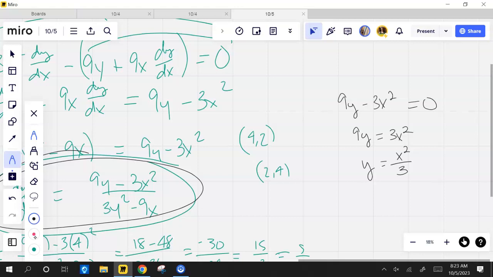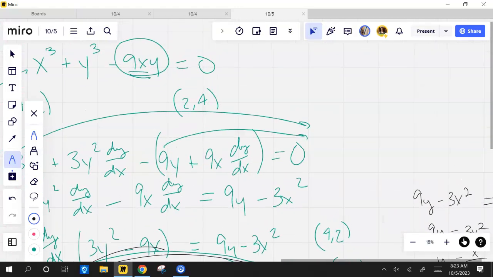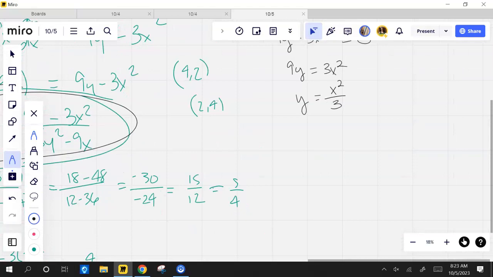So to find the x value of where this is happening, I need to go back and plug this into that original equation. x to the third plus, and then I've got y cubed, so I'm going to make it x squared over 3 cubed. Minus 9x times x squared over 3. Is this a calculator problem? You said yeah or no? But their answers are given very exact.